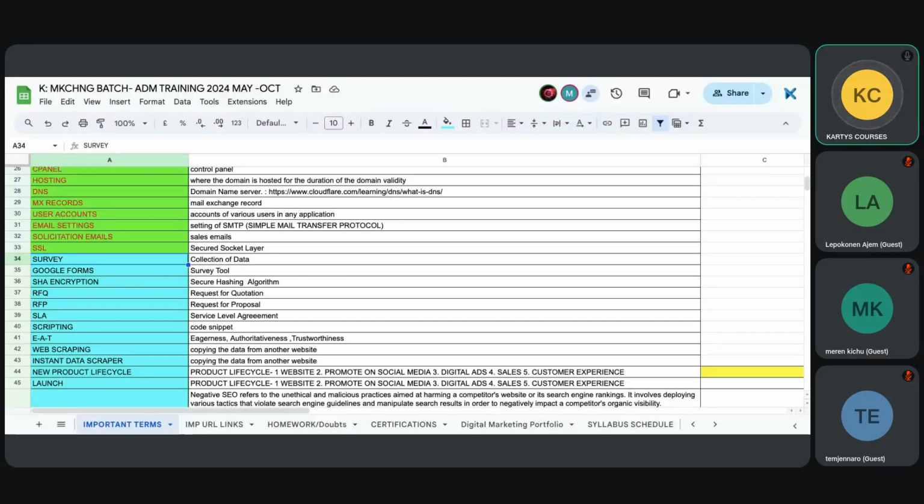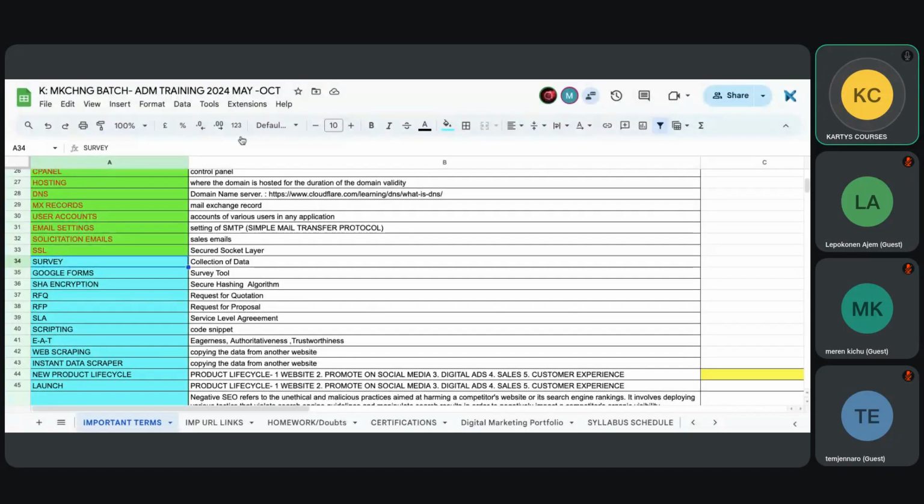All right, welcome back. After the break, we will start with the next important term, which is survey. Right now, what is a survey? Everybody knows survey. We have been participating in a lot of surveys in our lives, right? So basically, a survey is a simple form or simple question and answers, a questionnaire, with the intention of getting feedback, with the intention of getting some data, correct? Or we can also call it a collection of data. Yes, correct.